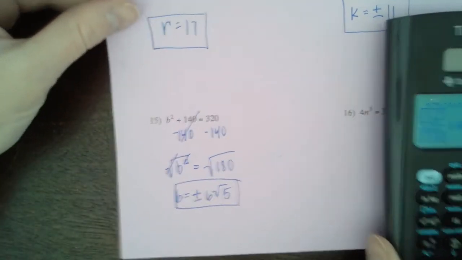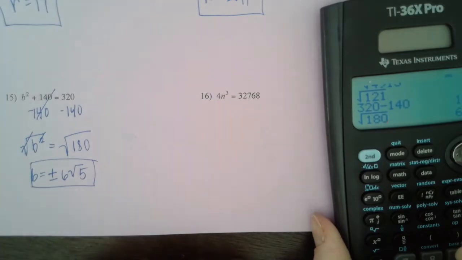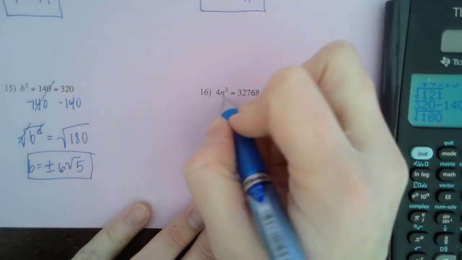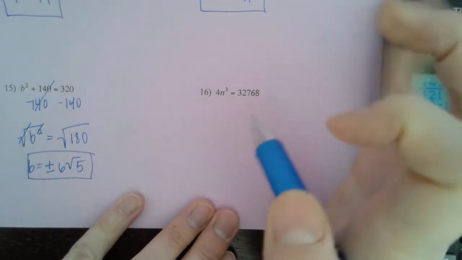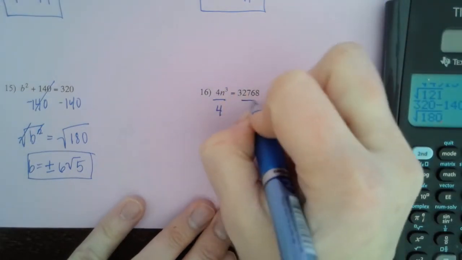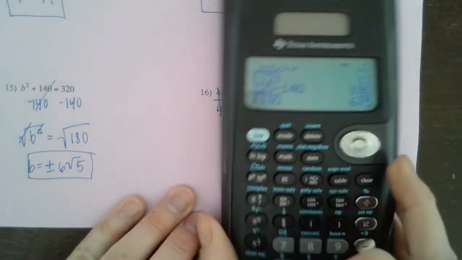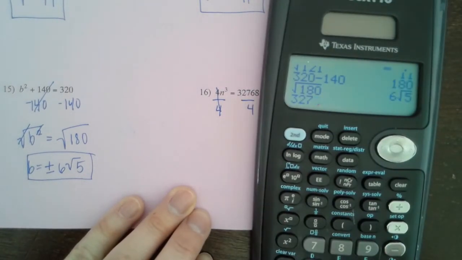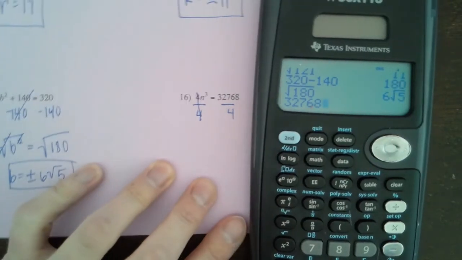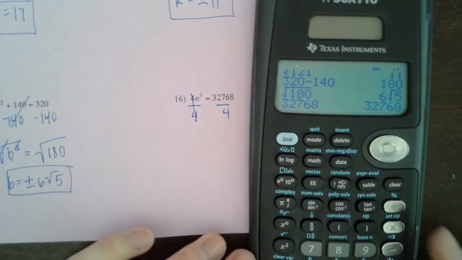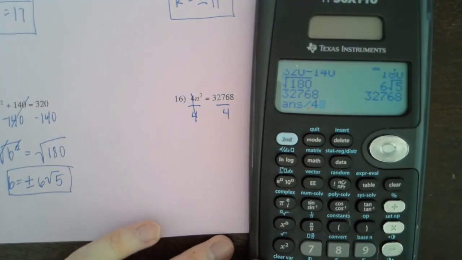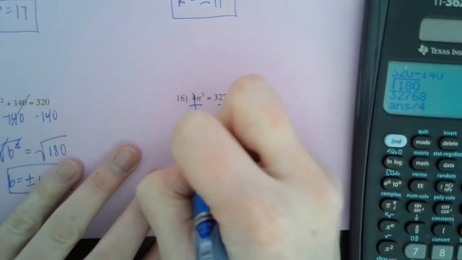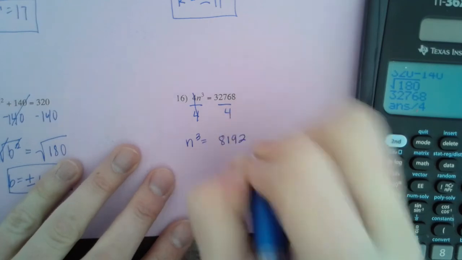And lastly, number 16. So again, we have to do the opposite of what's happening to our variable. Since our number and our letter sit next to each other, that means they're getting multiplied. The opposite of multiply is divide. So I'm going to start by dividing each side by 4. So we have 32768. Now we have to divide it by 4. Okay, so then it's 8192. So n cubed is 8192.